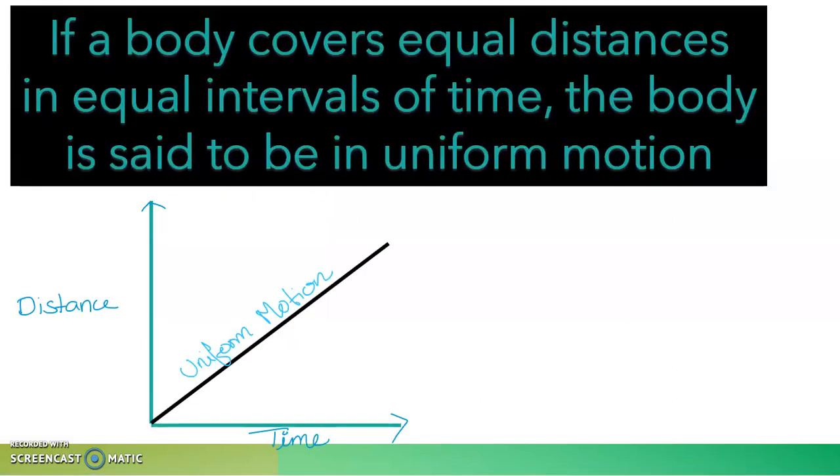Okay. So from those observations, we can come to a definition of uniform motion and non-uniform motion. So we can say that if a body covers equal distances in equal intervals of time, think about the situation of object A in that example, we can say that the body is in uniform motion. If a body covers equal distances in equal intervals of time, the body is said to be in uniform motion.